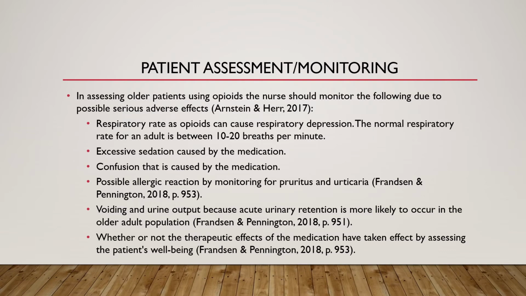Patient assessment and monitoring. In assessing older patients using opioids, the nurse should monitor the following due to possible serious adverse effects: respiratory rate, as opioids can cause respiratory depression. The normal respiratory rate for an adult is between 10 to 20 breaths per minute. Excessive sedation caused by the medication. Confusion that is caused by the medication.